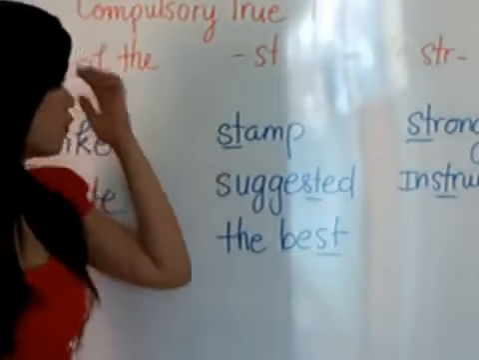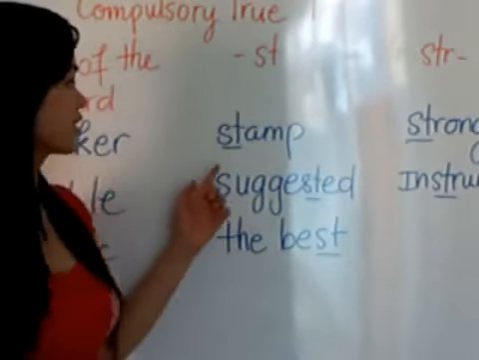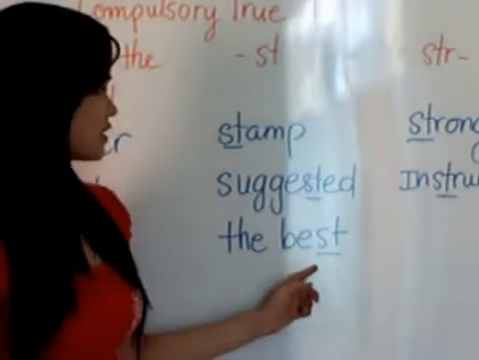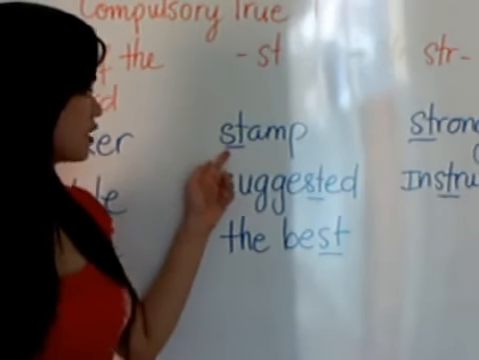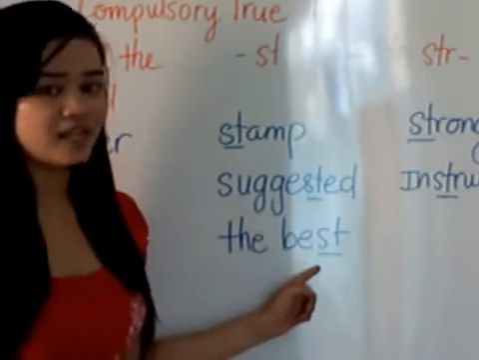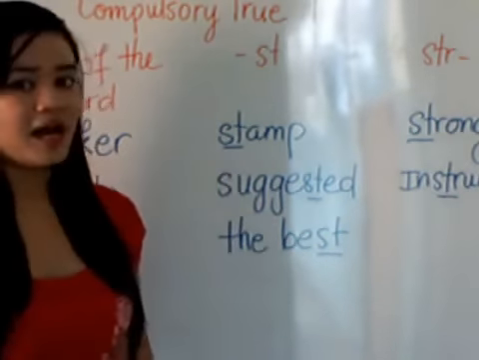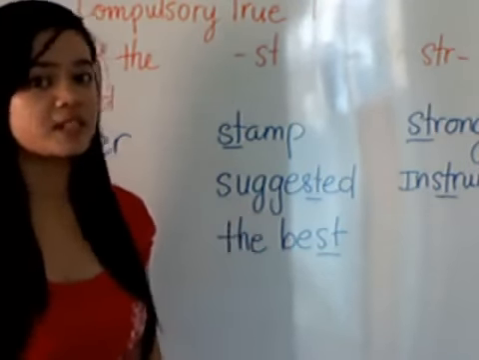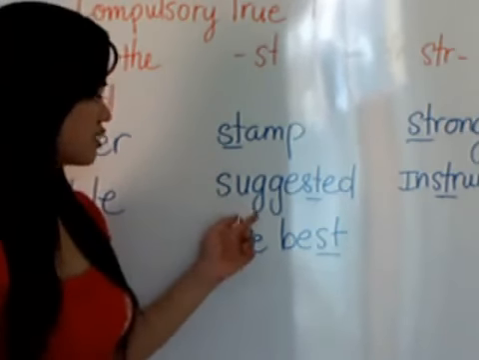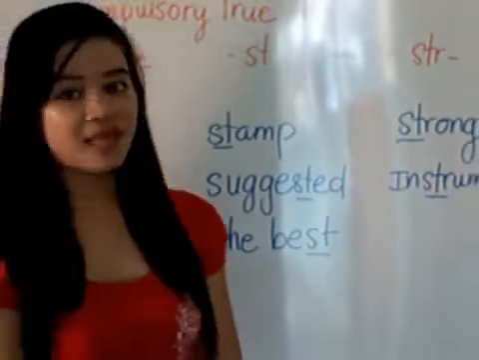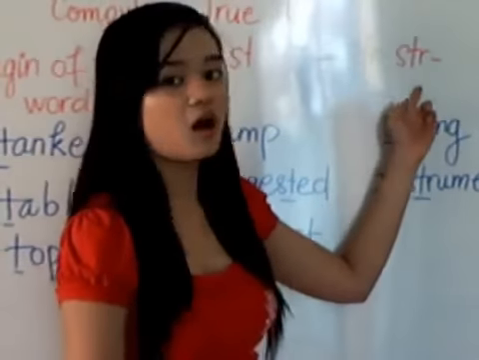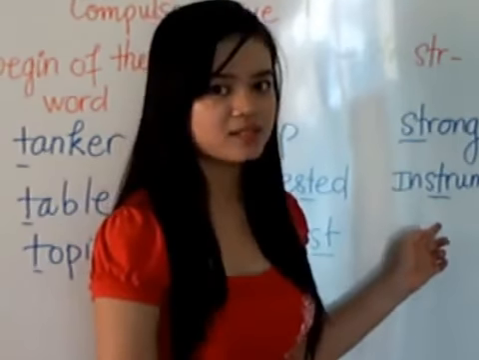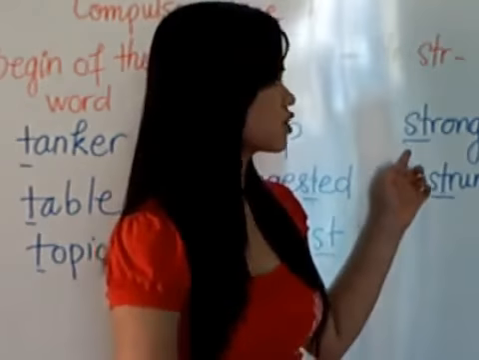The second, when it has ST in the word, for example, stem, suggested, the best. You can see that ST is at the beginning of the word, in the middle of the word, at the end of the word. So this is the reason why I call it compulsory true T, because you have to pronounce the true T in every situation. Stem, suggested, the best. Next, when it has STR, so you have to pronounce it, strong. Instrument, strong.